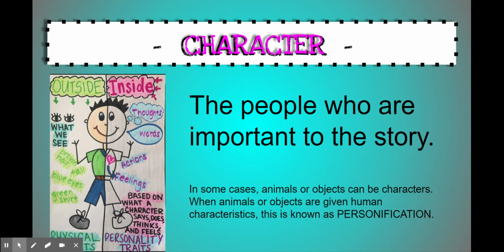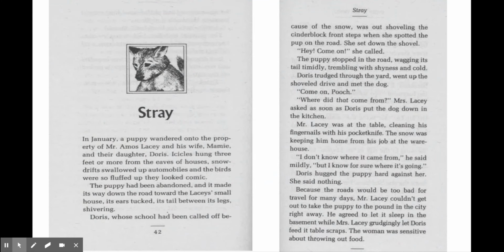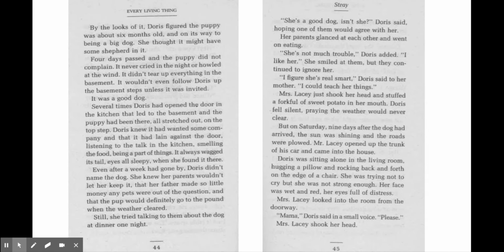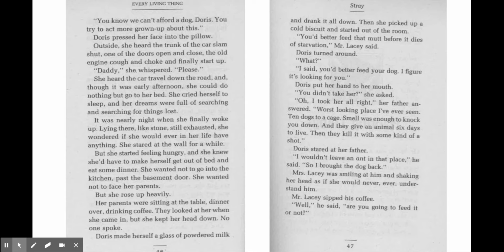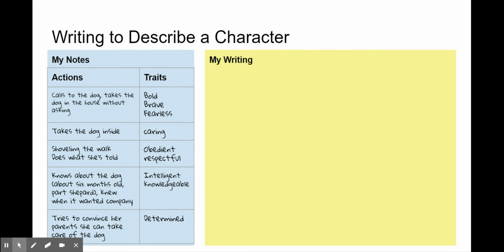But we're going to continue our lesson with the realistic fiction story we worked with yesterday, Stray by Cynthia Rylant. A copy of the story is provided for you. So if you want to, go to the resources section of this page and you can go through the story yourself. Since we read it yesterday, I'm not going to go through the whole story. We'll jump right in to describing character.